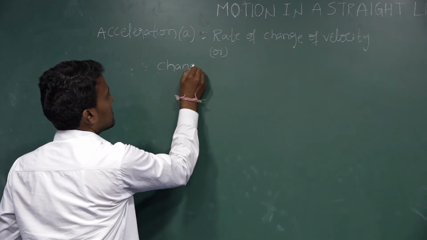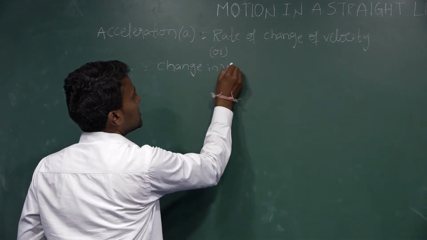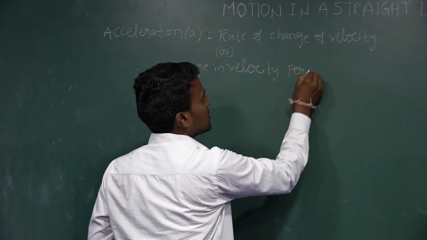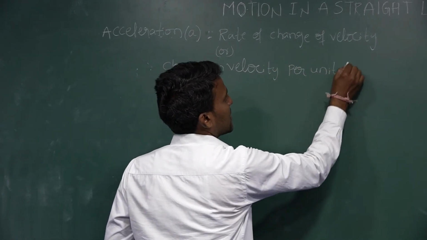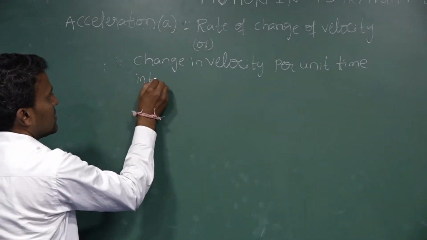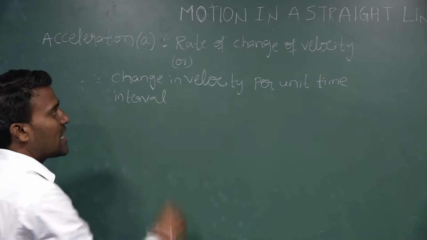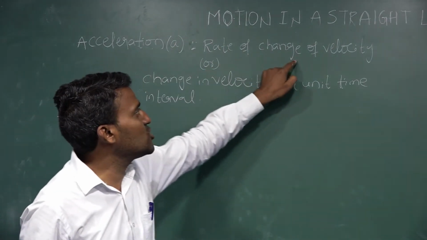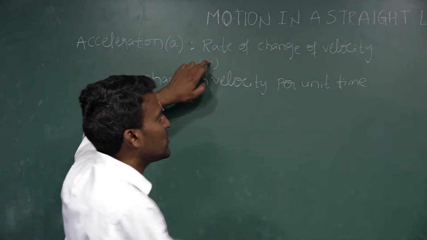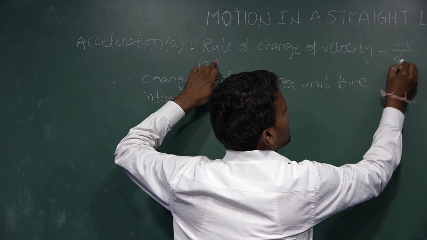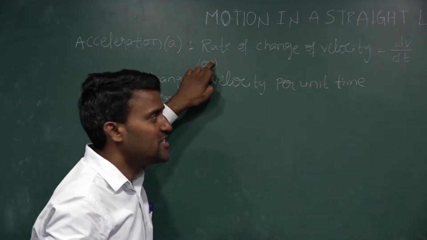Change in velocity per unit time interval is called acceleration. See here, rate of change of velocity is called acceleration. For this one you can write the formula: it is dv by dt.